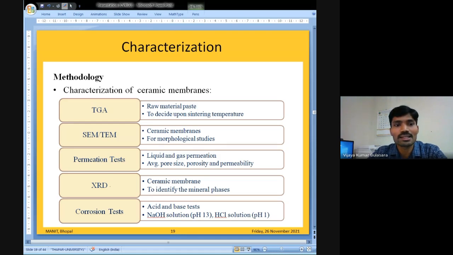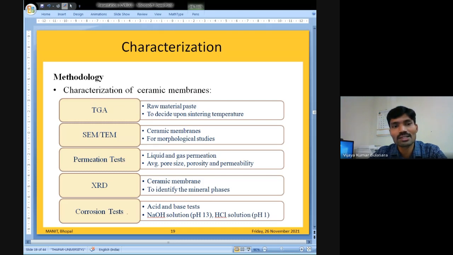Then XRD is also done for the ceramic membrane to identify the mineral phases formed after sintering. During the sintering process, various phase transformations take place. So finally, if we study the XRD, then we can correlate the mechanical strength data with the phases identified in the membrane.